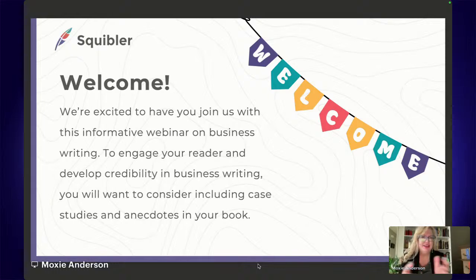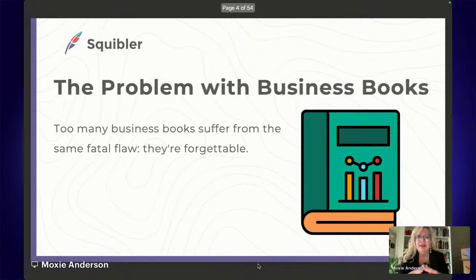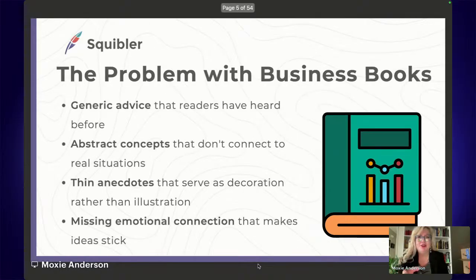To engage your reader and develop credibility in business writing, you'll want to consider including things like case studies, anecdotes, and stories in your book. The problem with a lot of business books is that too many business books suffer from the same flaw. They're forgettable. So you're competing with a lot of things on the shelves already. And some of these problems are consistent across these books that don't sell well.